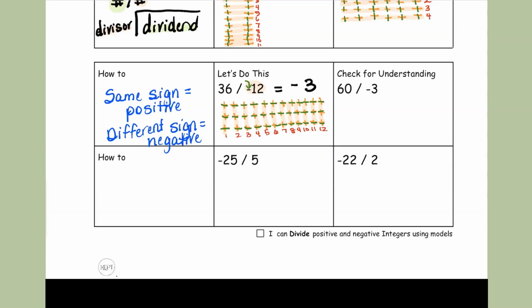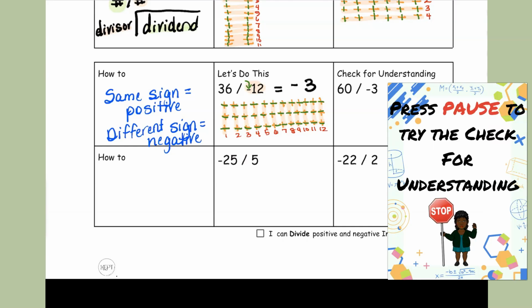Go ahead and hit pause and try the check for understanding to make sure that you are understanding exactly what it is that we are doing with this problem. I'm sure you can do it.